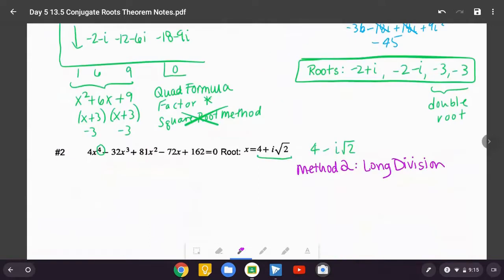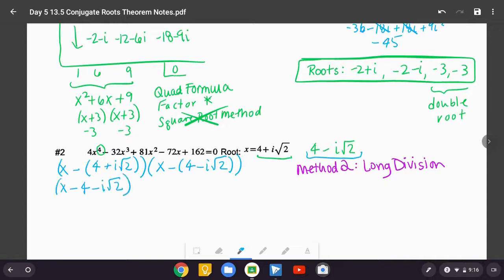So how are we going to use long division? Well, we know that if we have these 2 roots, we can make factors. So the original quartic function should be divisible by x minus the quantity 4 plus i root 2 and x minus the quantity 4 minus i root 2. If I have a root, I can create a factor. I'm going to simplify this, so I have x minus 4 minus i root 2 and x minus 4 plus i root 2. And I'm going to multiply those together, so I'm going to distribute.